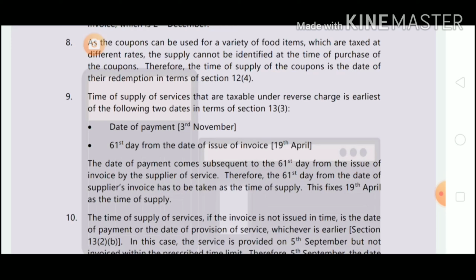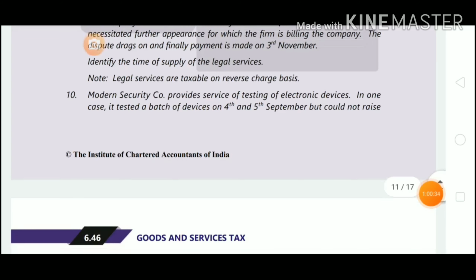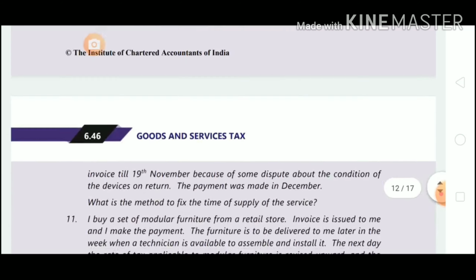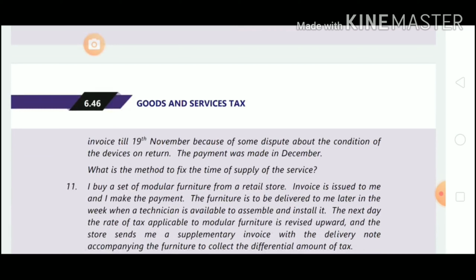Hope it's clear. Now question number 10. Modern security company provides service of testing of electronic devices. In one case, it tested a batch of devices on 4th and 5th September but could not raise invoice till 19th November because of some dispute about the condition of the devices on return. The payment was made in December. What is the method to fix the TOS of service?